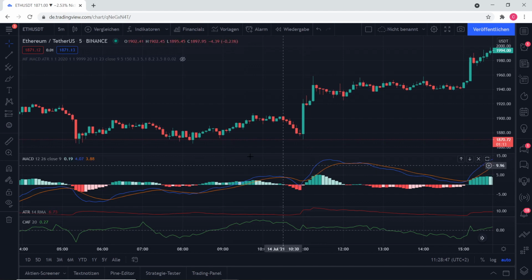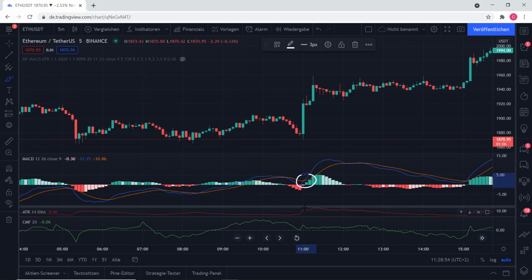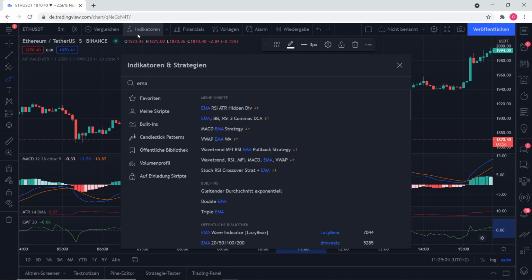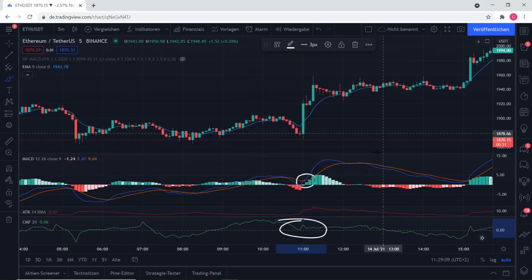In order for a long position to be opened, the following conditions must be present. The MACD indicator must cross above the histogram. The money flow index must be above the zero line. Since the results were rather disappointing, I added an EMA to better identify the trend. For short positions, the exact opposite must be true.